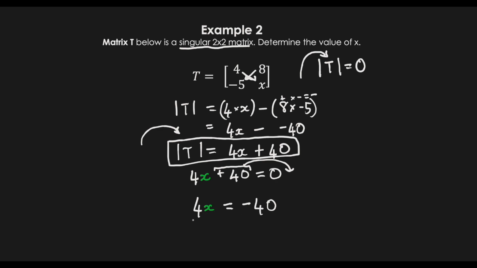So now we have to divide both sides by 4 to get x by itself. So if I divide negative 40 by 4, I'll be left with negative 10. Why negative 10? Because a negative divided by a positive is a negative. So therefore, x would be equal to negative 10. So that's our answer. And if you want, you could work it back out to prove the point.